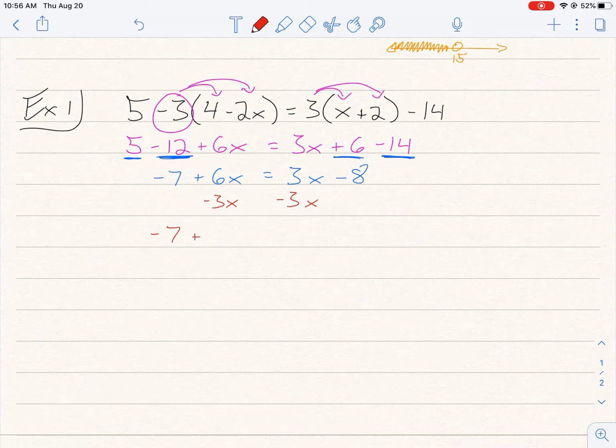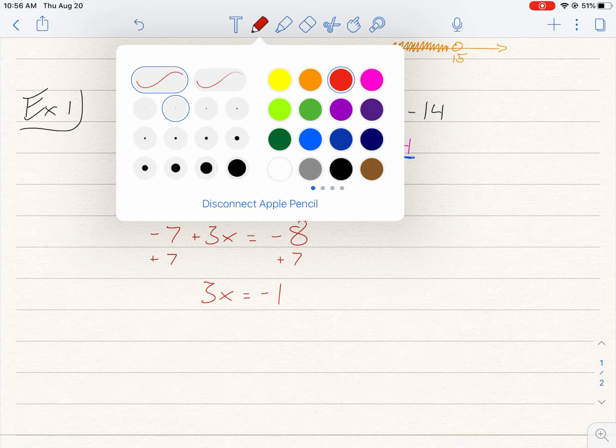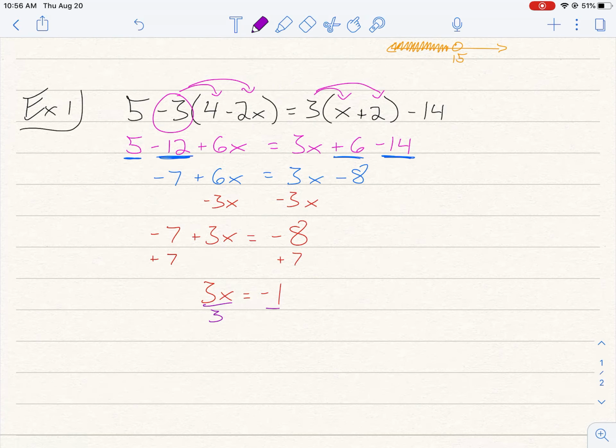Negative 7 plus 3x is equal to negative 8. And let's go ahead and add 7 to the other side. We're still solving for x. You get 3x is equal to negative 1. Now you want to get x by itself, and to do so, you are going to divide by 3, divide by 3. So we get an answer of x is equal to negative 1/3.